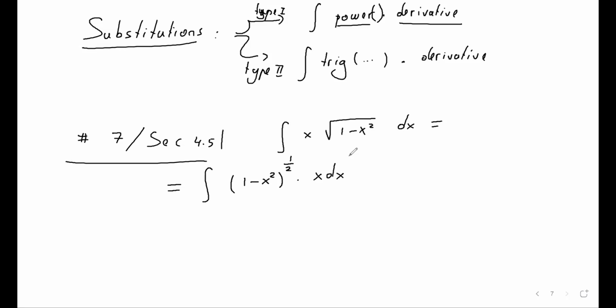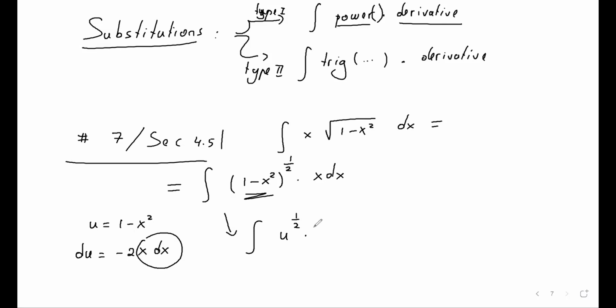All right, and this is going to be equal to, so now we have a power, so the substitution goes as follows. The one that's involved in the power is 1 minus x squared. That's going to be u. We calculate du, which is negative 2x dx. And we are going to substitute. So over here we have u to the 1/2 times, and instead of x dx, we're going to divide by that. So it's going to be times negative 1/2 du.